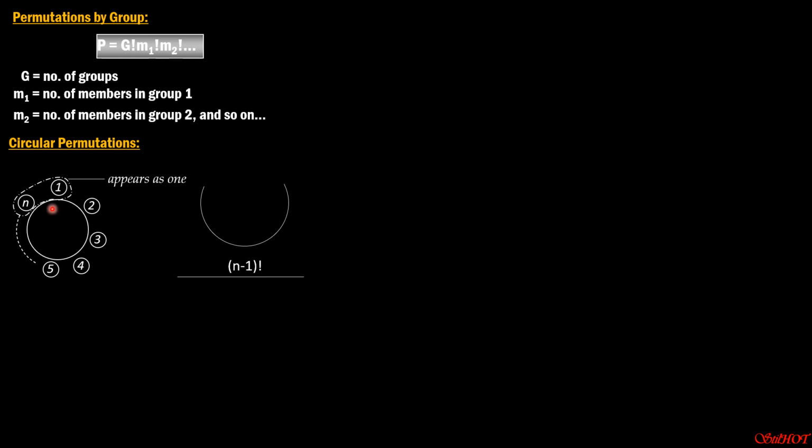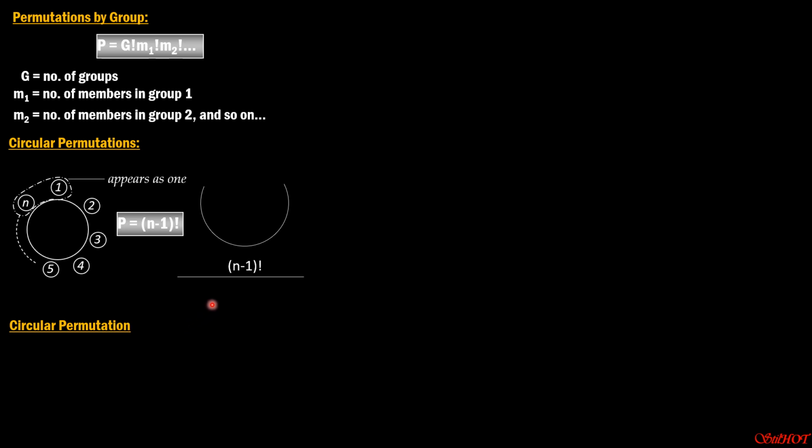But because the first and the last appear to be one, let's just consider that as one object, so that there will be n minus 1 objects left, and this would be the arrangement. It's no longer a perfect circle, which is equivalent to this. So I hope you get the idea. So the circular permutations is n minus 1 factorial.